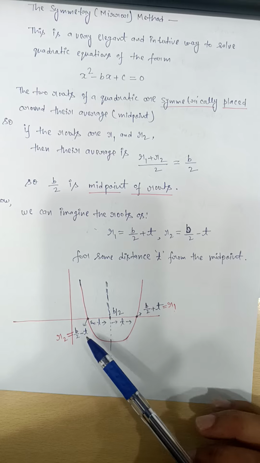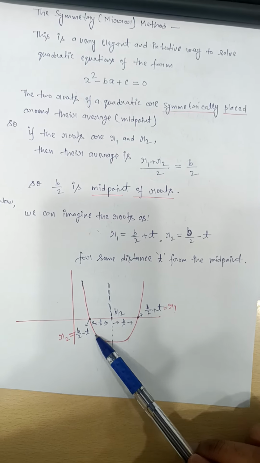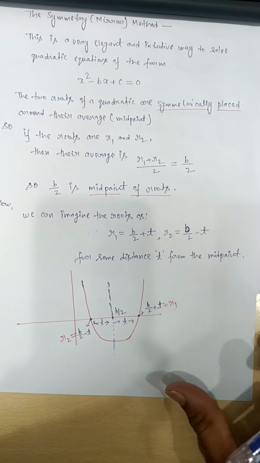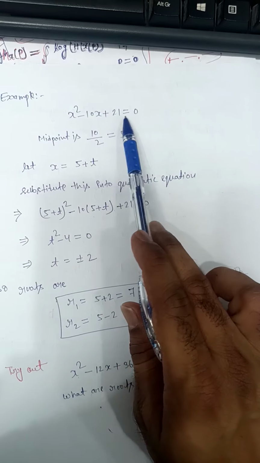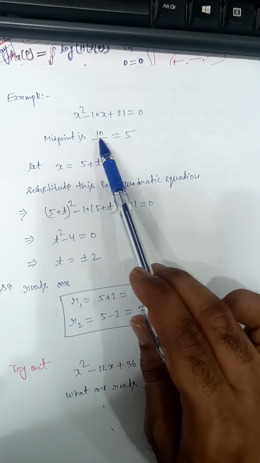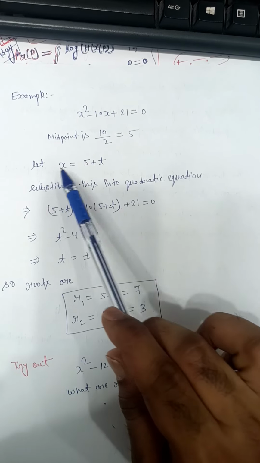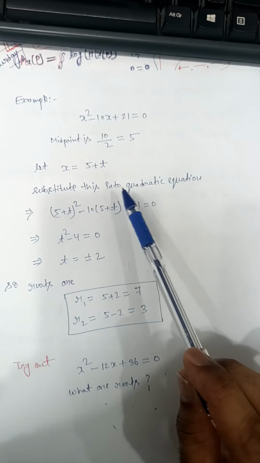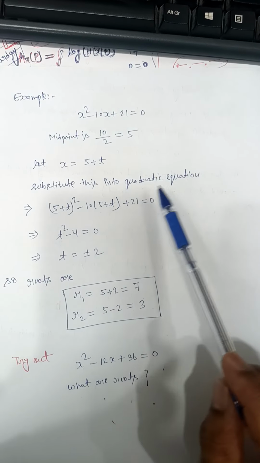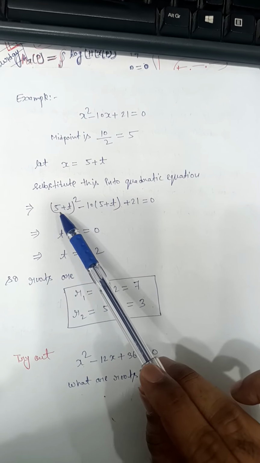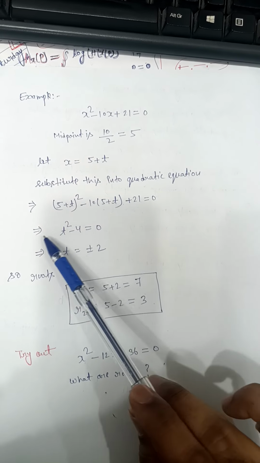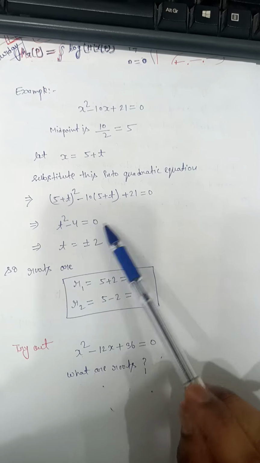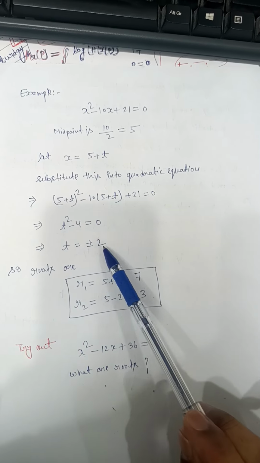So what we need to do is find b and t, and then we can find the two roots. Let's do an example. Let's see x square minus 10x plus 21 is equal to 0. So the midpoint is 10 by 2, which is equal to 5. Let x is equal to 5 plus t. Now put this value of x into the quadratic equation, and that is (5 plus t) square minus 10 times (5 plus t) plus 21 is equal to 0. This implies t square minus 4 is equal to 0, and this implies t is equal to plus minus 2.